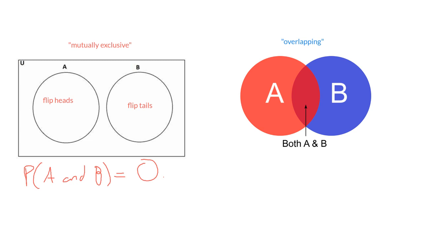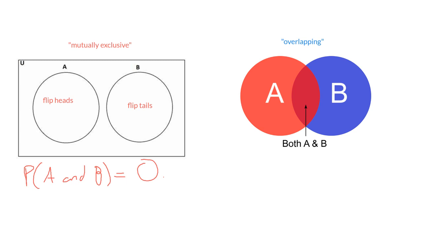Now, some of you are already thinking, well, I could flip the coin twice and get heads on the first flip and tails on the second flip. That's true. It's not what I'm talking about here. I'm talking about the event of getting heads on that first flip and getting tails on that first flip. There's no way that both can happen at the same time.